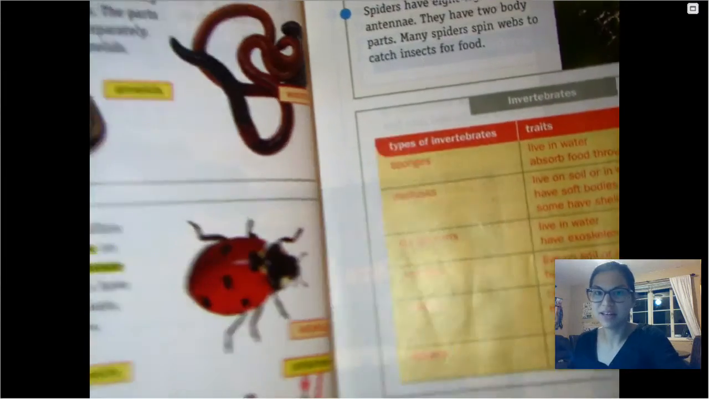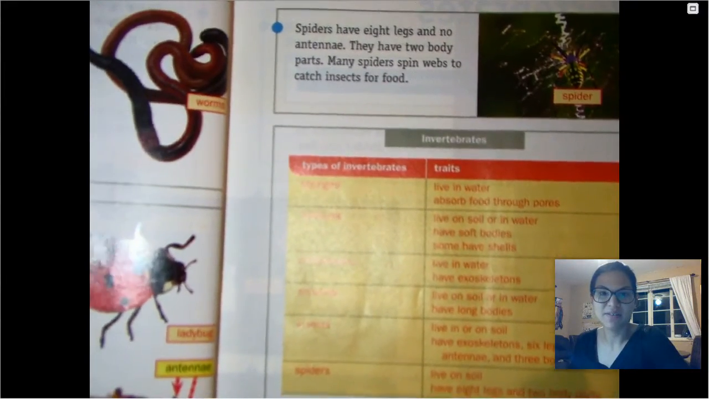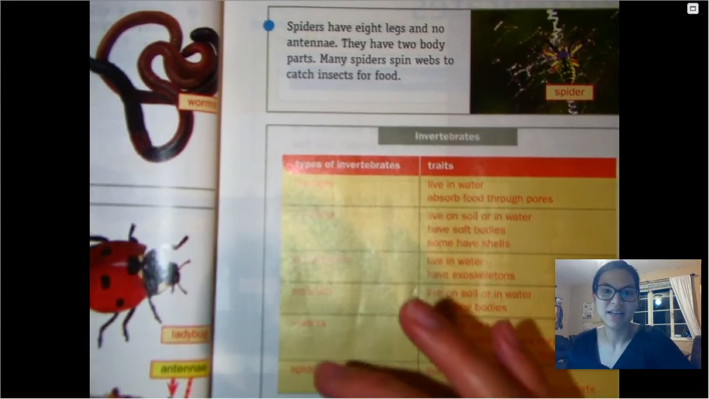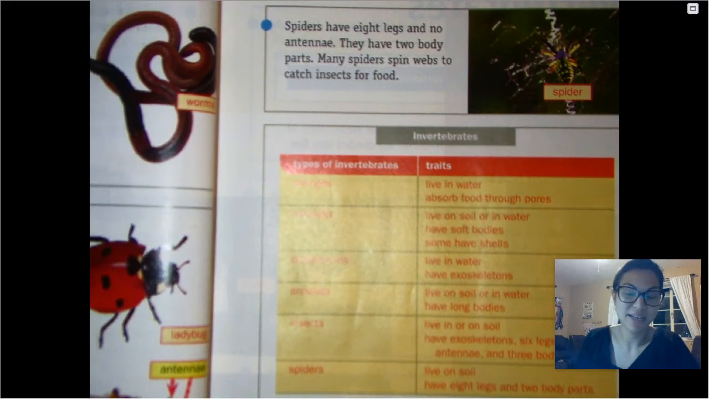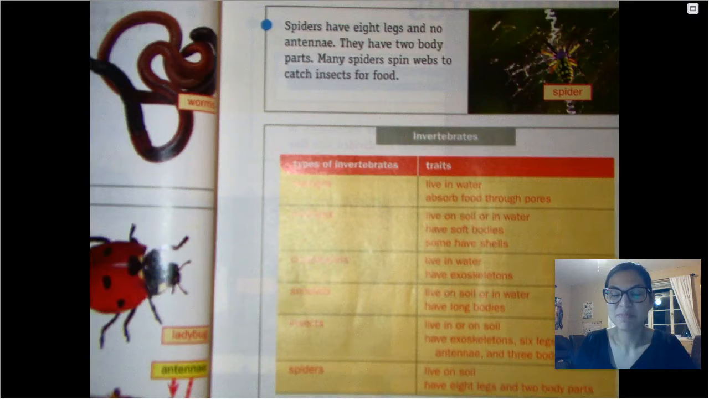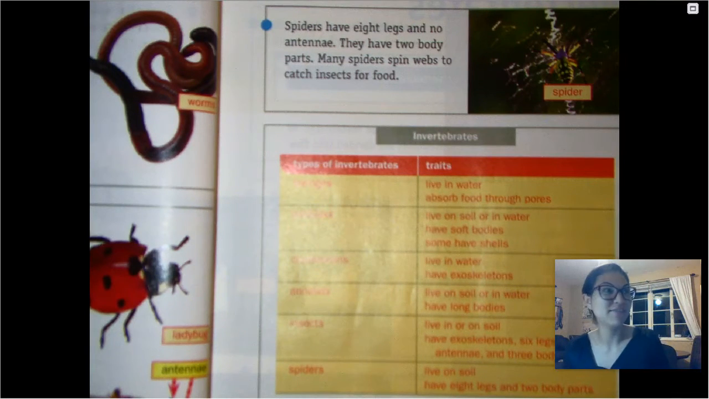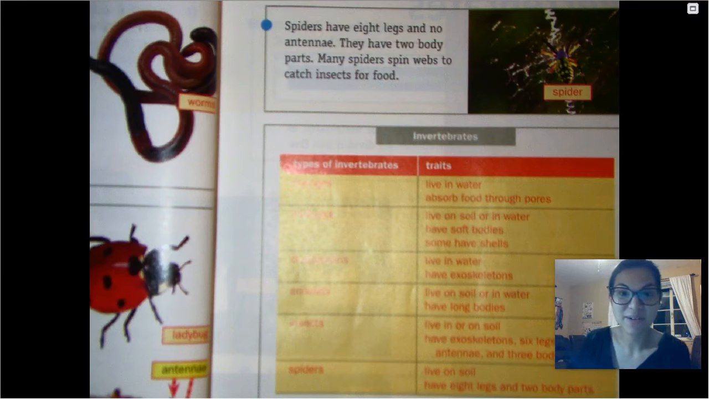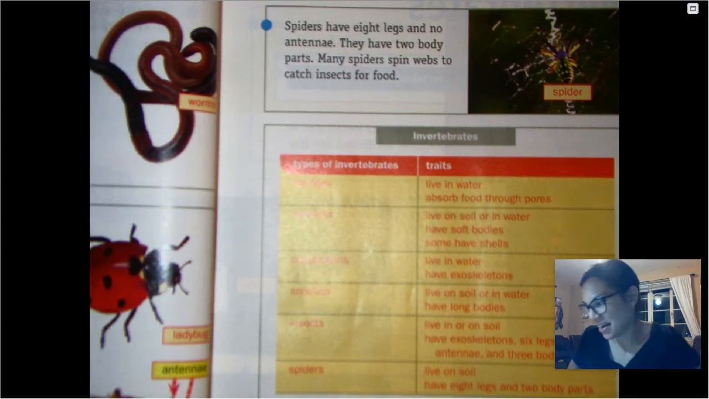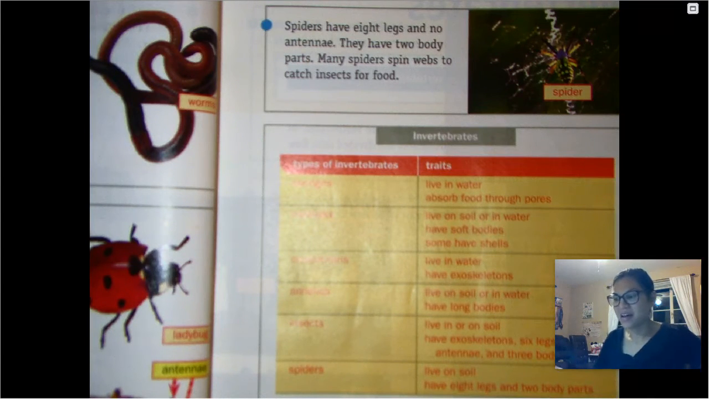All right, and our last example, spiders have 8 legs and no antenna. They have 2 body parts. Many spiders spin webs to catch insects or food. Spiders are one of my favorite invertebrates. There's one living on my porch right now. And so I need to go take a picture so I can post it for you guys. But anyways, yeah, spiders is another example of an invertebrate.